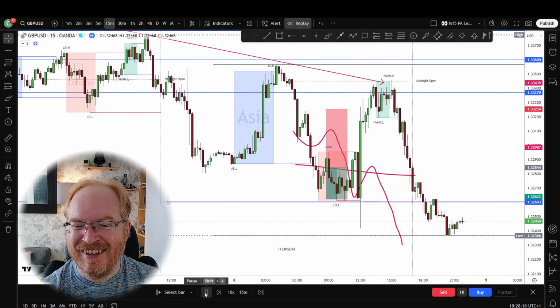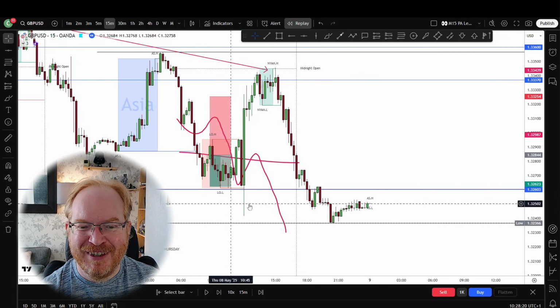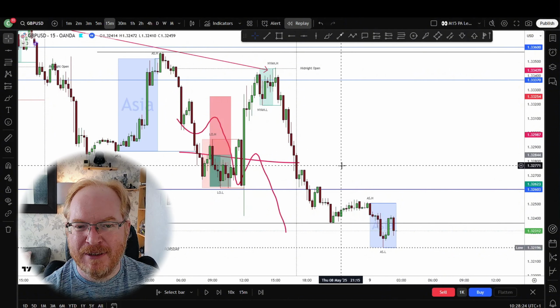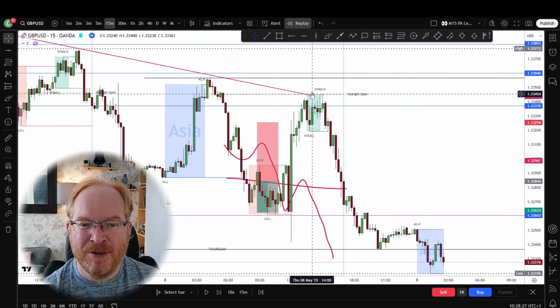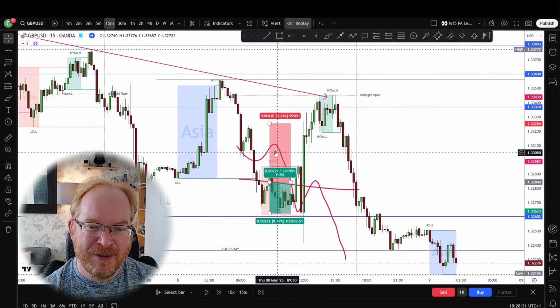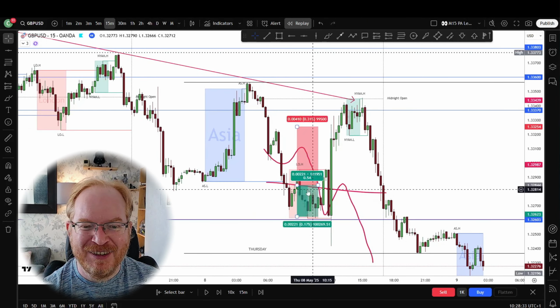Let's have a look. Don't know where it went to. Well, it came down to here and then fannied around a bit. But it doesn't really matter because that's the next day, and we don't hold into New York. We certainly don't hold overnight unless we have to, and we definitely don't hold into news. So that was that one.